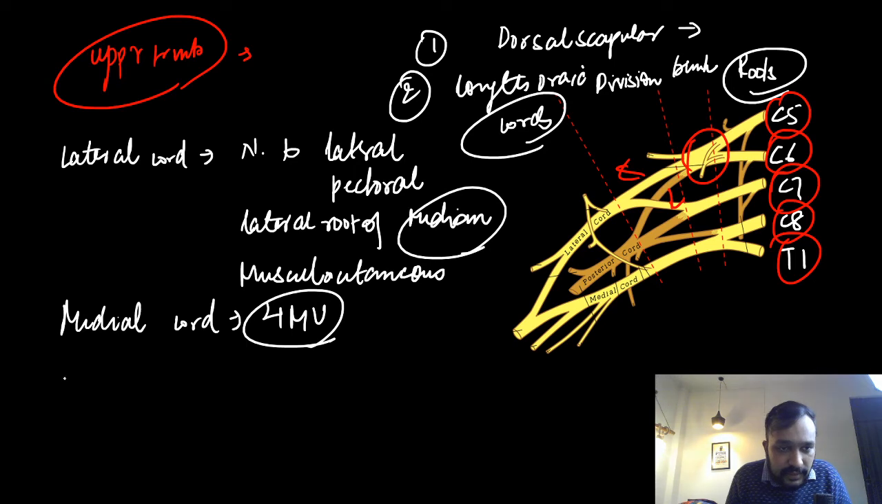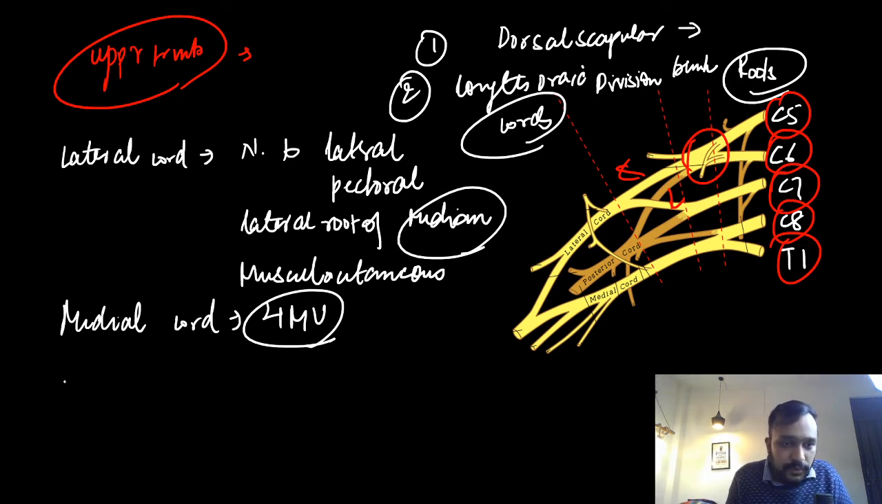And at last, let us talk about the ulnar nerve. It is basically going to supply your muscles of the hand as well as two muscles within the forearm. So these include your flexor carpi ulnaris and the medial half of the flexor digitorum profundus.